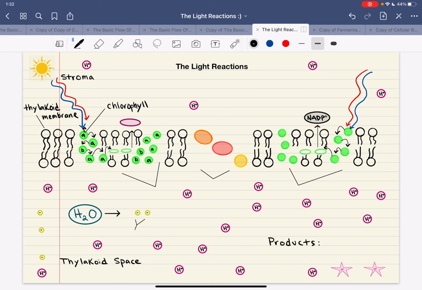Boom, got boosted up. And what happens next is kind of like a set of dominoes. This chlorophyll pushes, in a sense, the adjacent chlorophyll, causing the next one to get its electron also excited, pushing the next one.